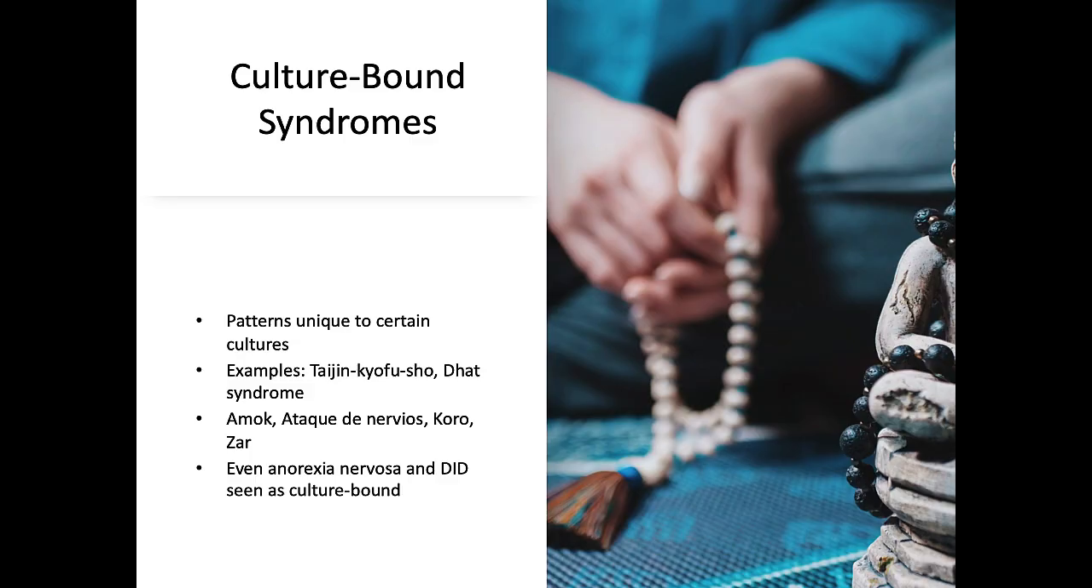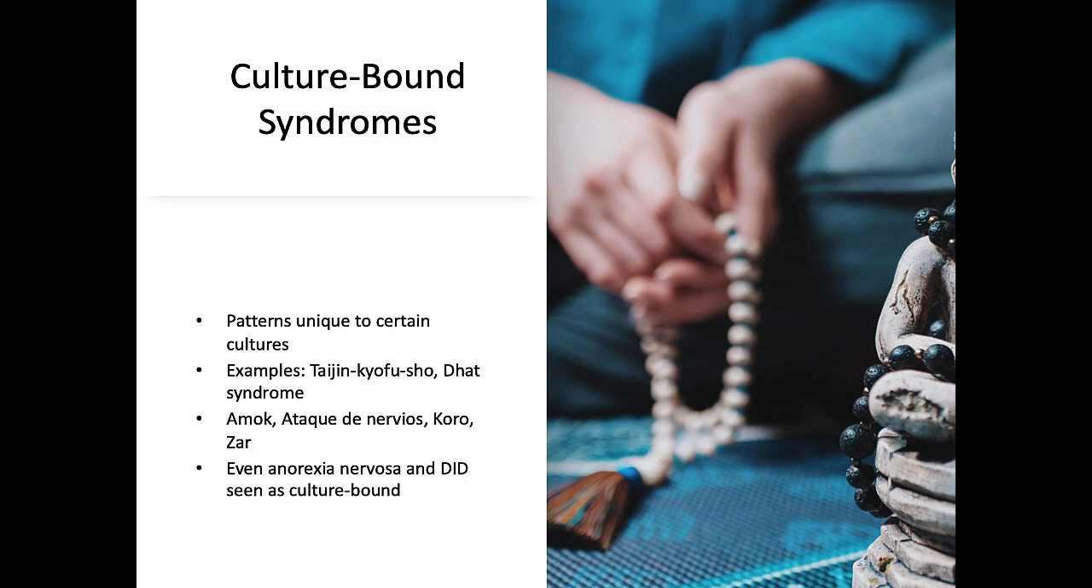For instance, Taijin-kyofu-sho is an excessive fear of embarrassing or offending others, primarily affecting young Japanese men, reflecting the cultural emphasis on politeness. Dhat syndrome in India involves intense fear over the loss of semen, linked to the belief that semen loss depletes vital energy. Other examples include amok, dissociative episodes of violence in Southeast Asia and Pacific Island cultures, ataque de nervios, emotional distress involving shouting and trembling among Latin American groups, Koro syndrome, fear of genital shrinking found in China and other Asian countries, and Zar, spirit possession in North Africa and the Middle East.